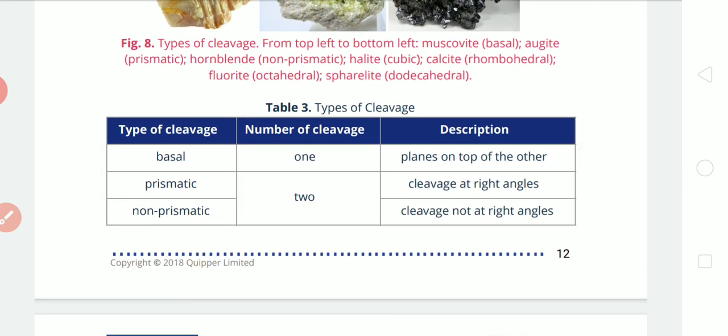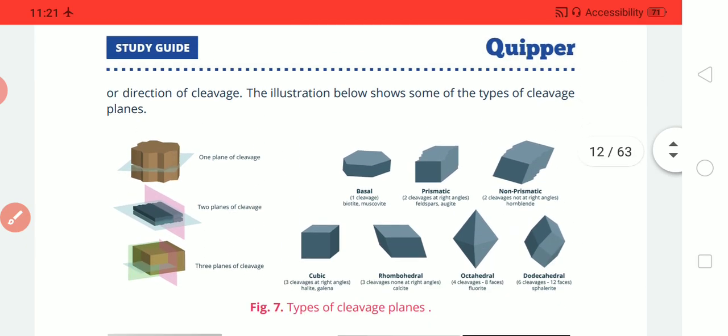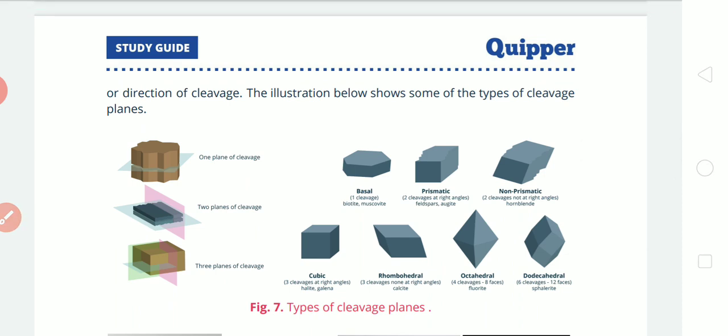Next one is the prism. Two cleavage, and it has cleavage at right angles. Okay, itong tanawon. Prismatic, ito. So that means it has two planes of cleavage. Tapos, it has two cleavage on its right angle. Next one is non-prismatic. Tapos, meron din siyang dalawang cleavage. However, it is not located on its right angle.